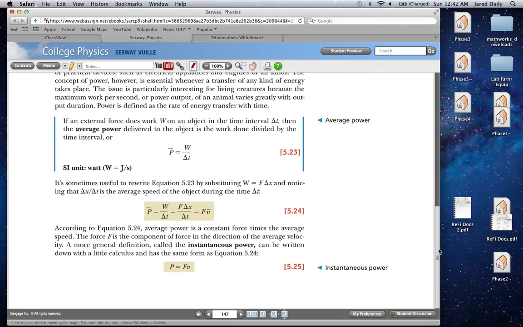If the work being done is mechanical work, then it's going to be equal to force times a distance, and you're going to get F delta x over delta t, where the delta x over delta t actually becomes an average velocity. So if you're applying a force to something that has an average velocity of whatever, then you can just multiply the force that you apply to the object by the average velocity, and that would be the power, or the average power. Of course, you can also have instantaneous power, in which case you would have to know the instantaneous velocity.